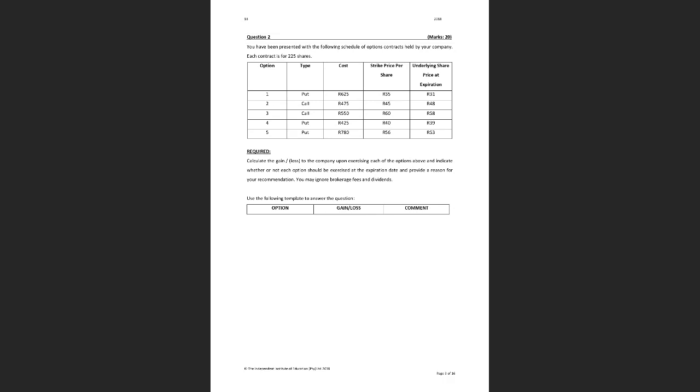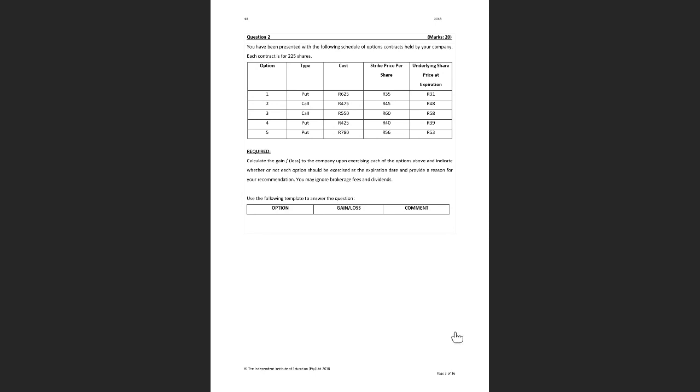To decide whether you would be in the money, for a put option, you will be in the money when the strike price is higher than the market price. With a call option, you'll be in the money when the strike price is lower than the underlying price at the time. Okay, so what they have asked you to do is to calculate the gain or the loss to the company upon exercising each of the options above, and indicate whether or not each option should be exercised.